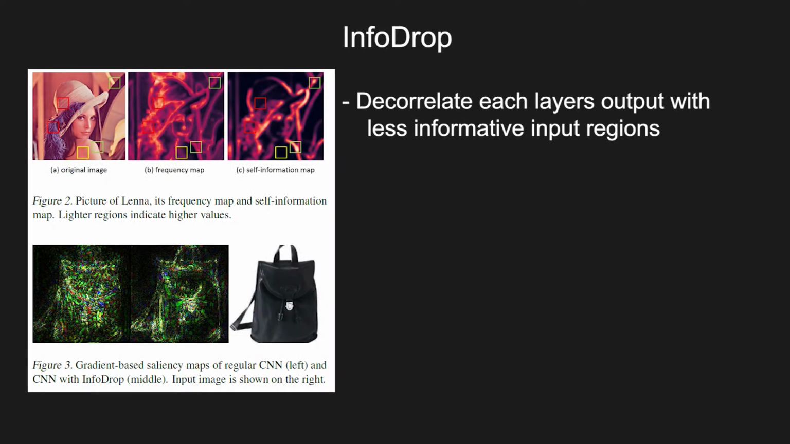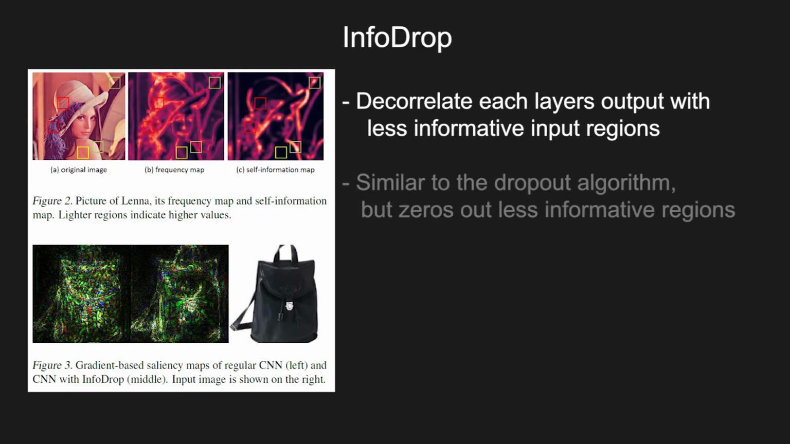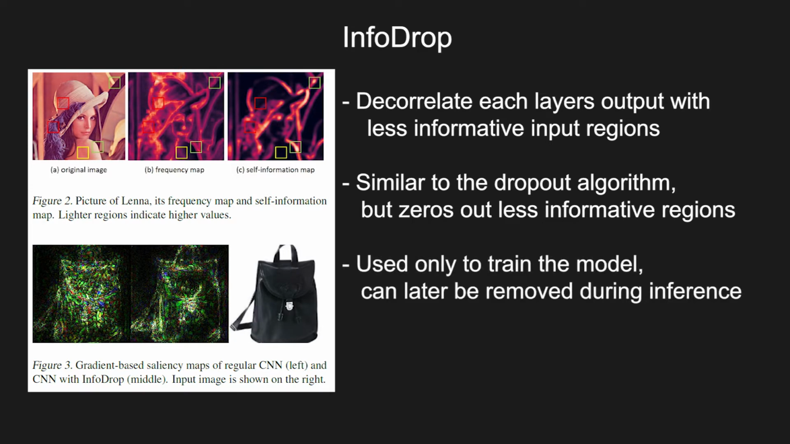The proposed Informative Dropout aims to reduce texture bias by decorrelating each layer's output with less informative input regions. The method is similar to the dropout algorithm. Instead of dropping out neurons in random regions, the InfoDrop algorithm zeroes out output regions with less information. The InfoDrop algorithm is only used during training, and it can be used without it during inference.